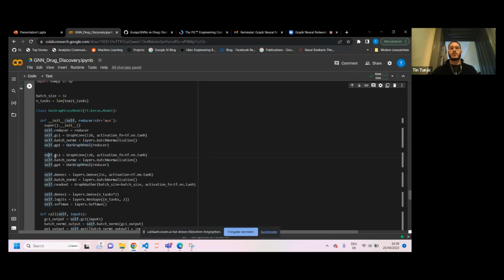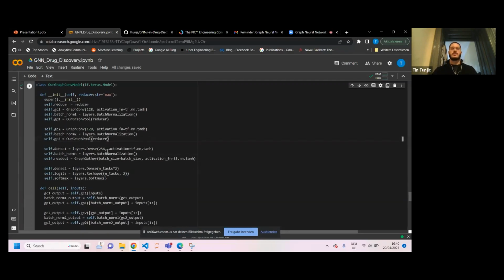For the second graph convolution layer, we have the same thing: the activation, as I already said, tanh, also 121, batch normalization of our batch of 32 inputs, and also this graph pooling with the reducer that we can specify as, in this case, mean, max, and sum.